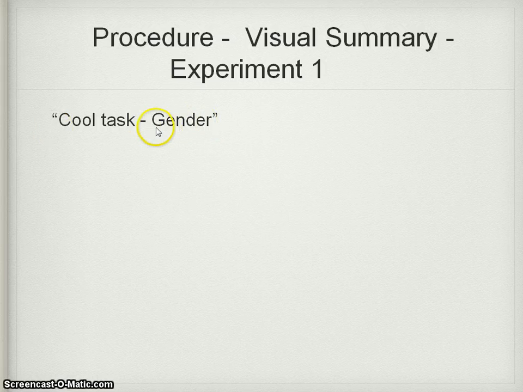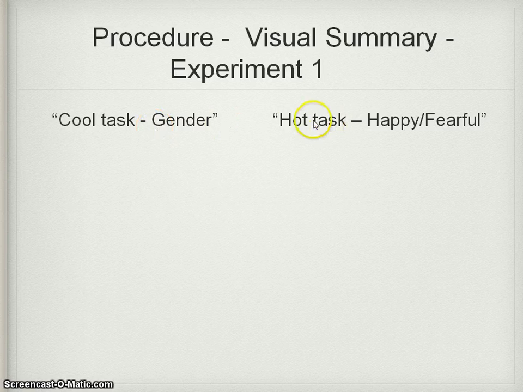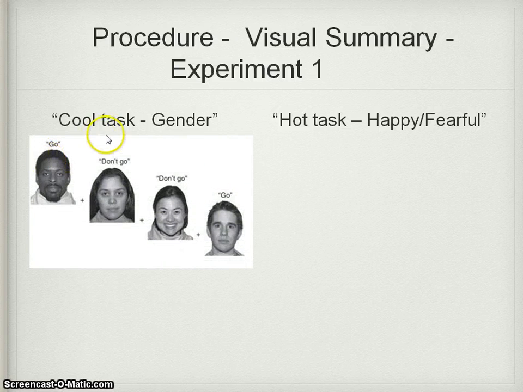Okay, so the procedure, I'll give you a quick visual summary of both procedures for experiment 1 and 2, and then we'll look at the specifics of those. They use these go-no-go tasks that I showed you before, but they're called one a cool task and one a hot task. The cool task was gender, and the hot task was using happy or fearful faces. The reason why it's called a cool task is there's nothing particularly alluring or emotional about whether these people are male or female. Okay, so in the cool task they would have gender.